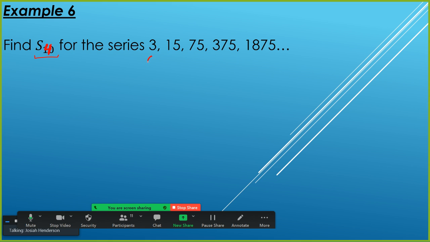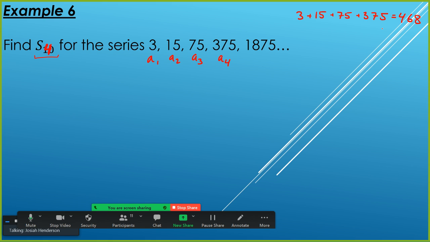So the first 4: A1, A2, A3, A4. To do this by hand, we're just literally adding up the first 4 terms. So let's try that. 3 plus 15 plus 75, and then 375. Okay, I'm going to try that. Check it with me to make sure I'm on the right track here. So 3 plus 15 plus 75 plus 375. Okay, I got 468. Double check me, okay?